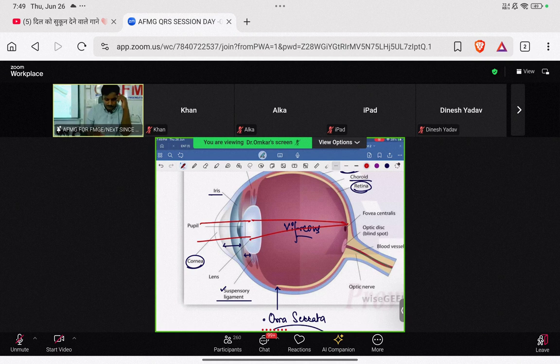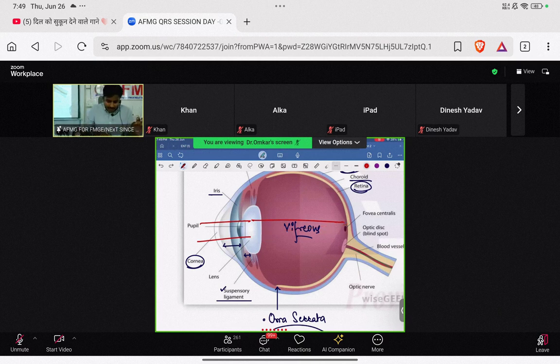How much is the total refractive power? We know the total refractive power is plus 60 diopter. Major contributor is cornea. Cornea is responsible for plus 43 diopters of the refractive power and lens is responsible for plus 17 diopters of refractive power. क्लियर है बात? प्लस क्यों? क्योंकि कन्वर्जेंस हो रहा है. ठीक है? तो जब भी कन्वर्जेंस ऑफ रेज करना होता है, दैट इज अ प्लस पावर.